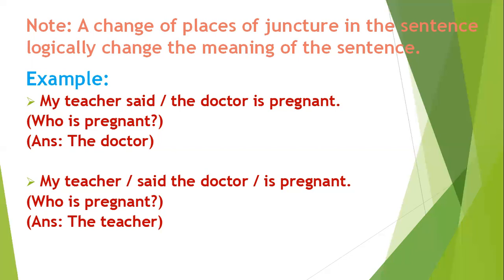Now we move on to the second sentence. It says, my teacher, you pause after the word teacher, said the doctor, you pause after the word doctor, is pregnant. So this time the meaning is changed because, again, the placement of the juncture is changed. So this time, if you ask who is pregnant, the answer now is the teacher. Okay.